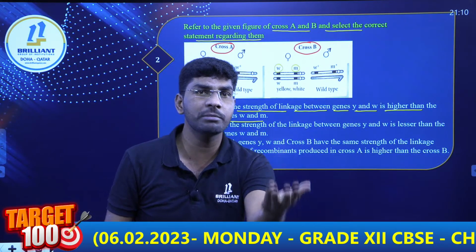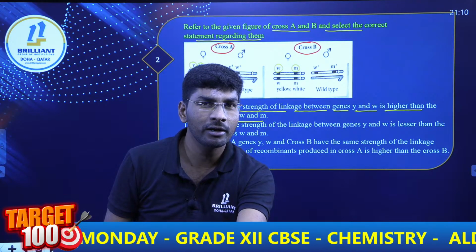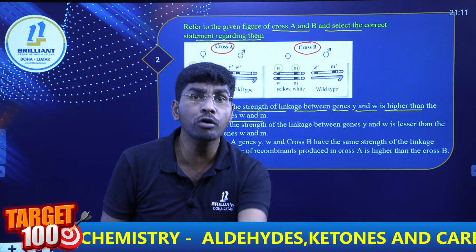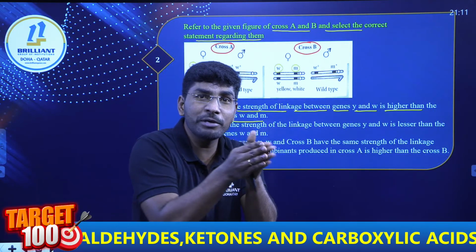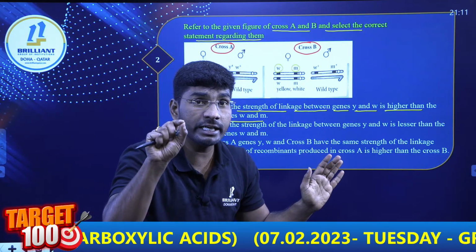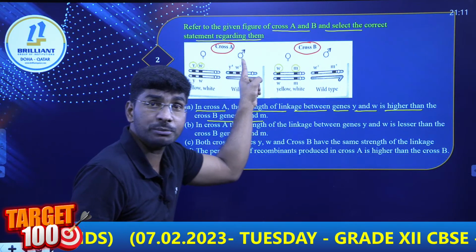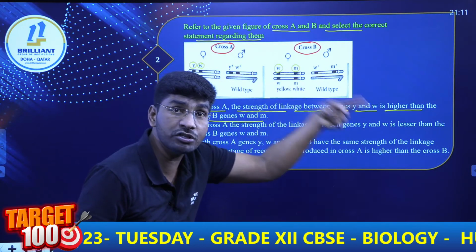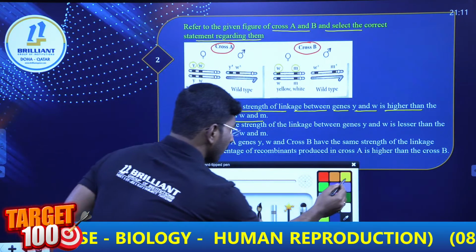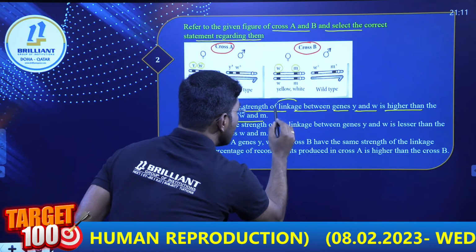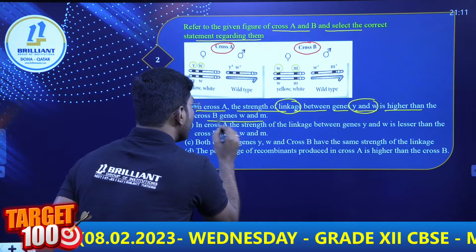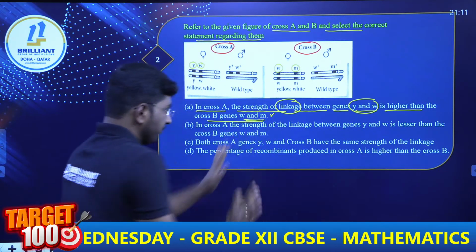So the parent characteristics will be repeated in the next generation, right? The majority of parent characteristics will go to the next generation. Why? There will be no recombination, no crossing over, no segregation of genes. Am I clear? That's why in NCERT it is given that in cross A, approximately 98% of the parental generation is repeating. Now look here. In cross A, what is given? In cross A, the strength of linkage between the genes YW is higher than cross B, W and M. Yes, it's correct. Keep it aside.